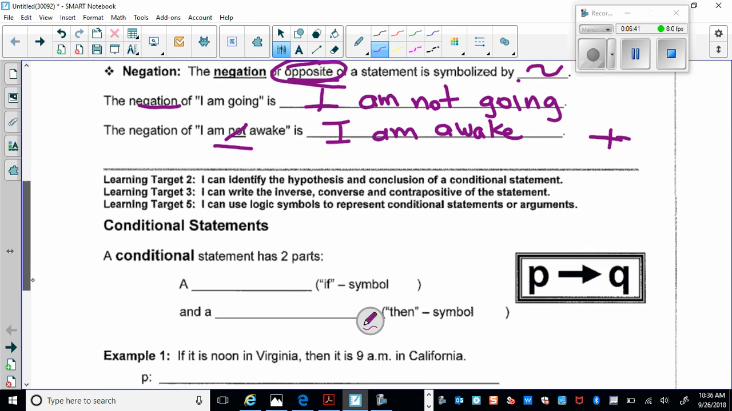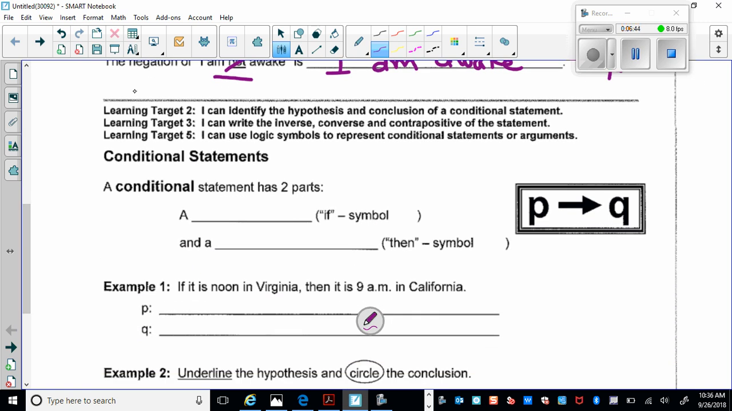All right, the next part we're going to go over includes 3 learning targets, and they're all included here. The first one says, I can identify the hypothesis and a conclusion of a conditional statement, and you should be able to write the inverse, converse, and contrapositive of a statement, and then represent those statements in logical symbolic notation. So we're going to go by breaking it down. We're going to start with a conditional statement, because it says here, I can identify the hypothesis and the conclusion of a conditional statement, right?